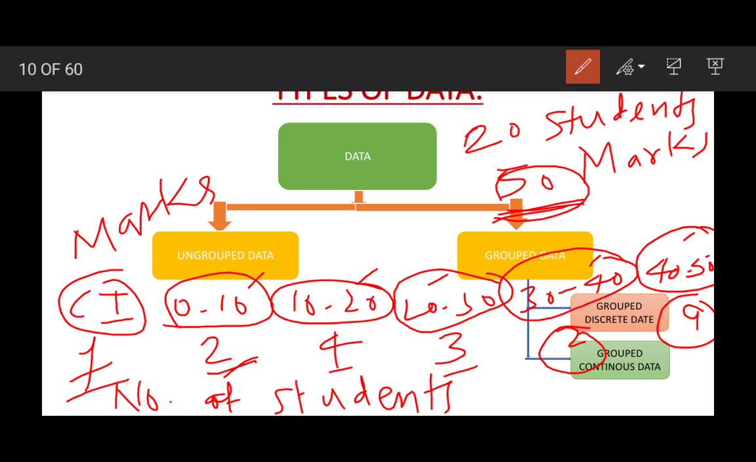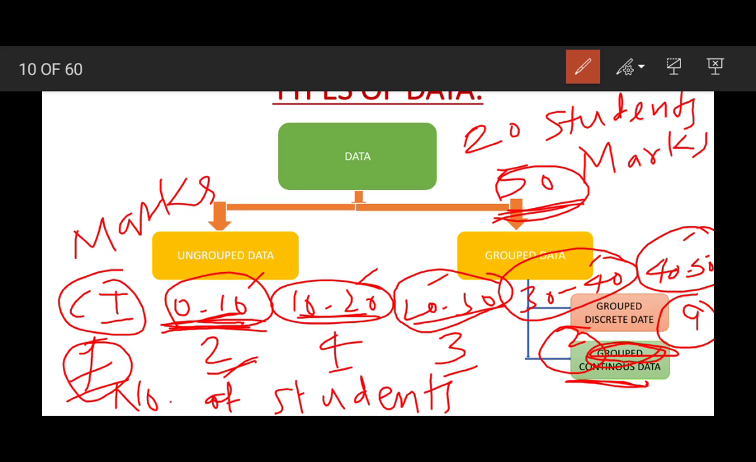Now, this is an example of group continuous data. First, frequency is given, therefore it is a group data. Now, the class intervals are different. Class intervals 0 to 10, 10 to 20, 20 to 30 are given. Discrete values are not given, single values are not given. A range is given. Since a range is given, therefore it is continuous.